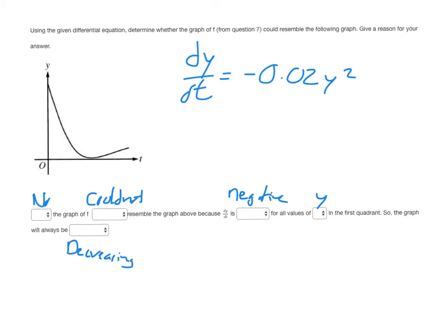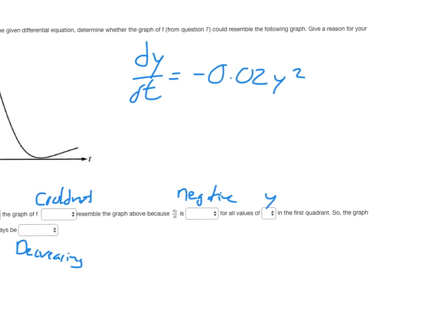Because basically this derivative, the way that we've written it here, does not depend on x. So as long as I plug in a positive y, which the first quadrant will always have a positive y, the derivative will spit out a negative, which means that the graph always has to be decreasing. This little chunk here is not allowed. So we can't have that. So this does not work.